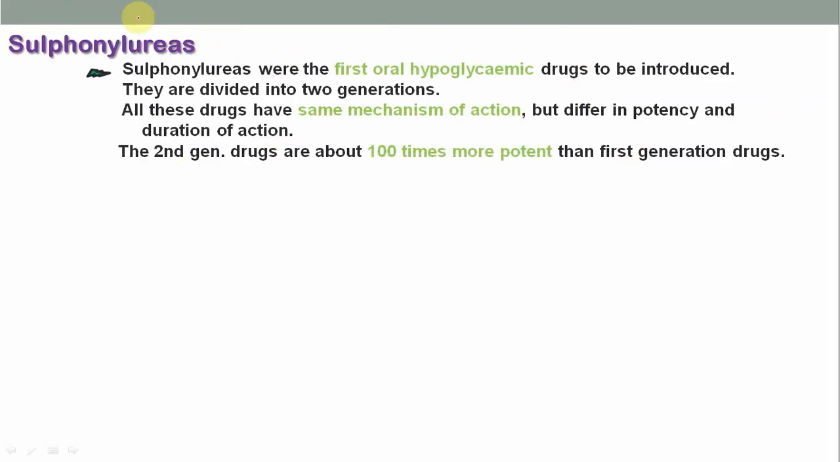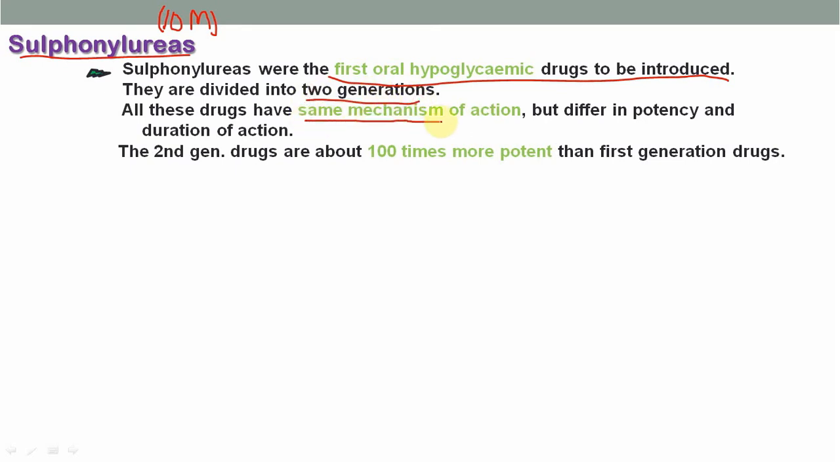A 10 mark question comes as: enumerate or write the classification of oral antidiabetic drugs and explain in brief the mechanism of action of sulphonylureas. Sulphonylureas were the first oral hypoglycemic drugs to be introduced, and they have two generations. All the drugs have the same mechanism of action, but they differ in potency and duration of action, whereas the second generation drugs are 100 times more potent than the first generation.